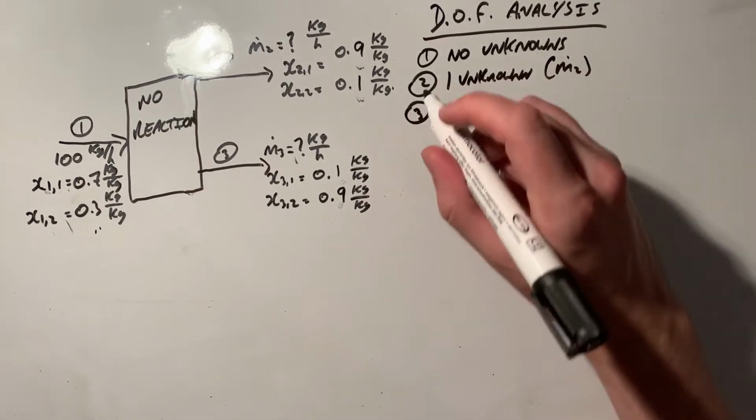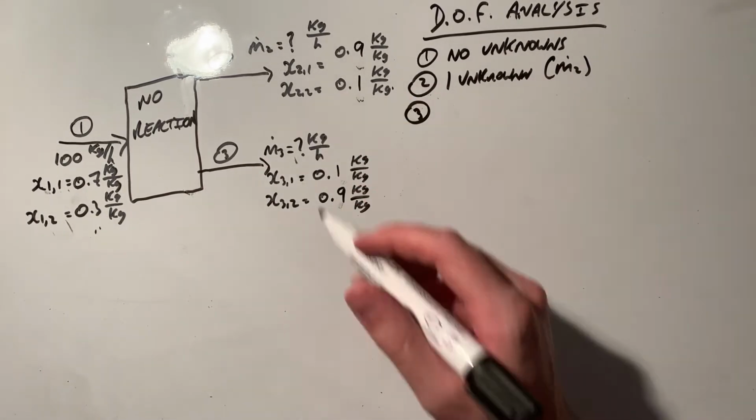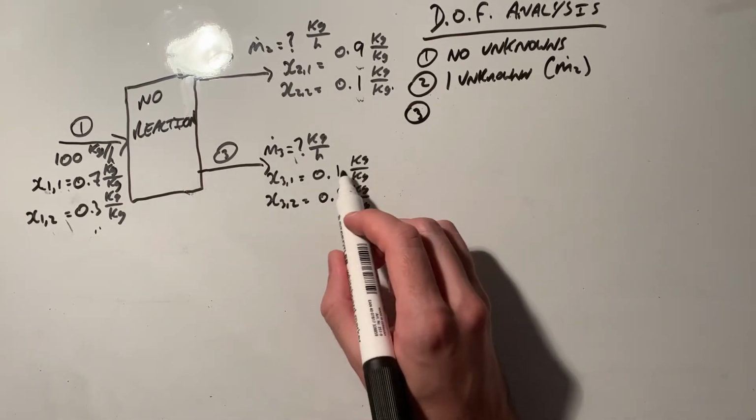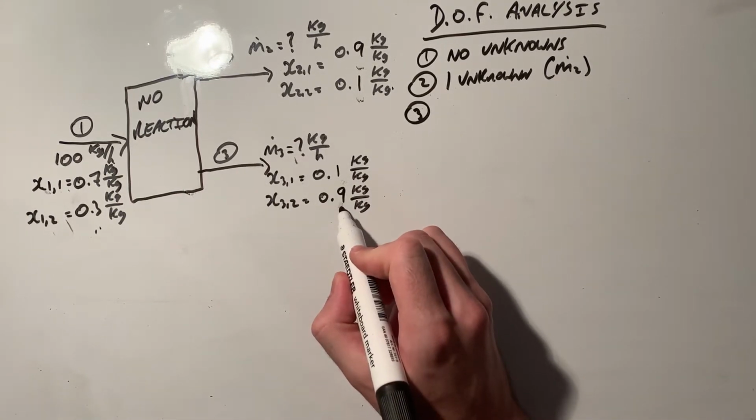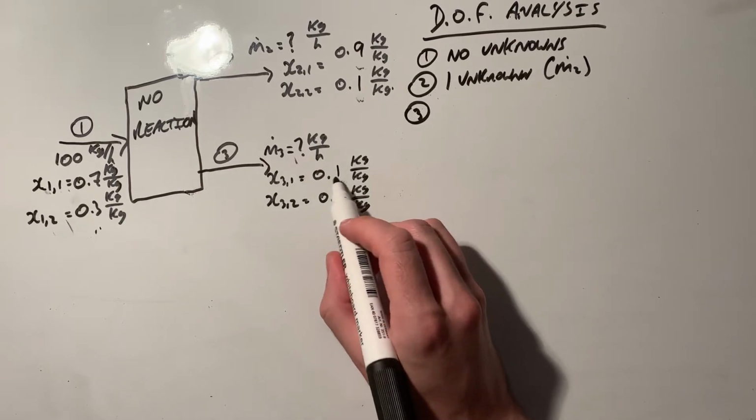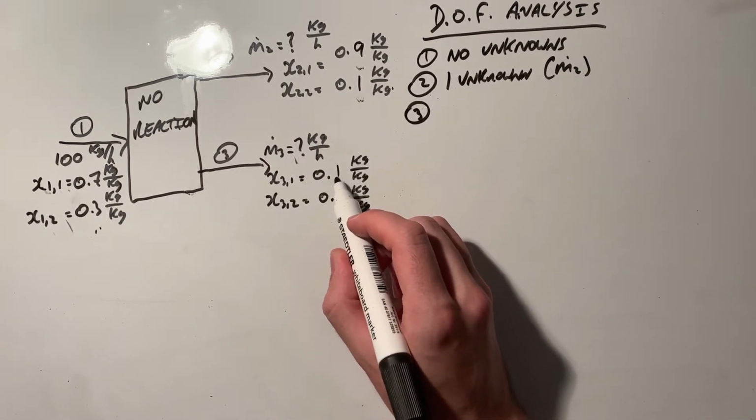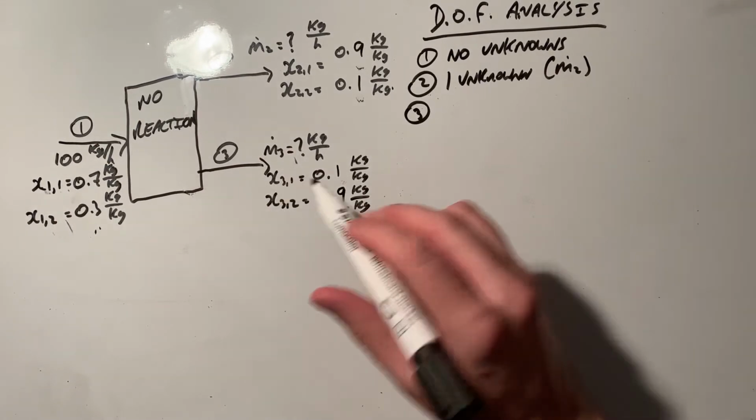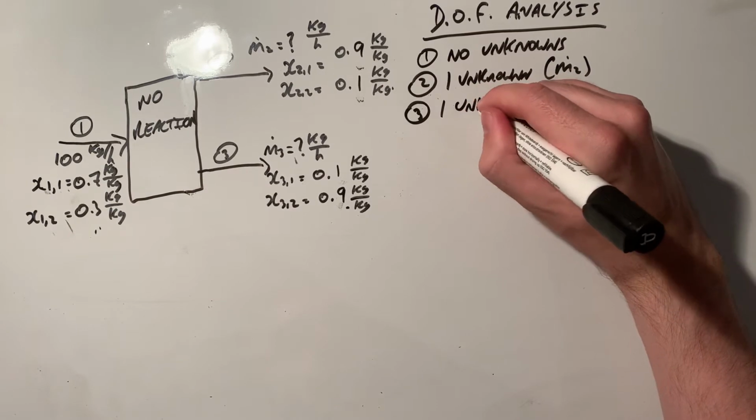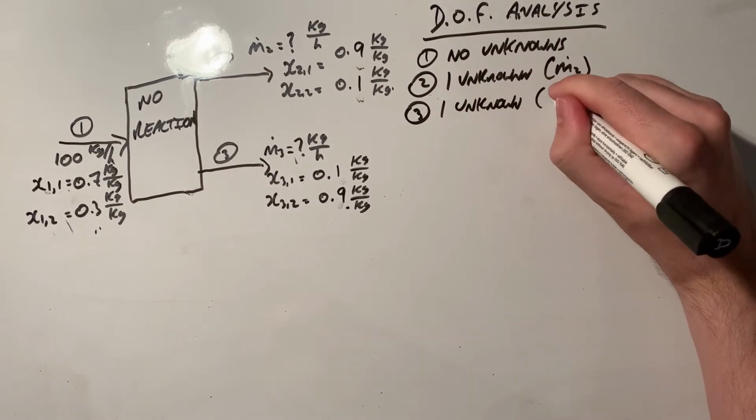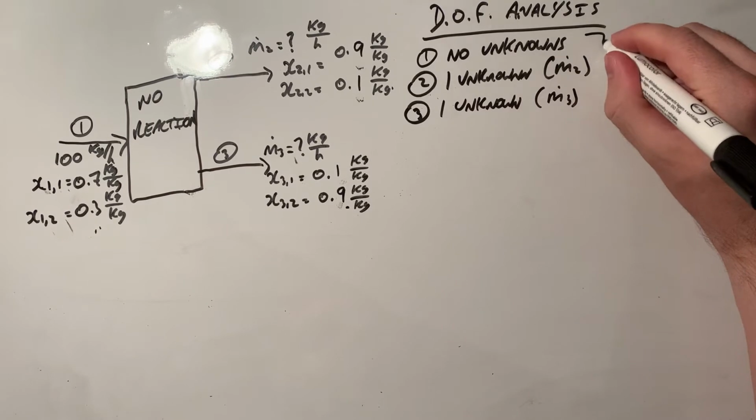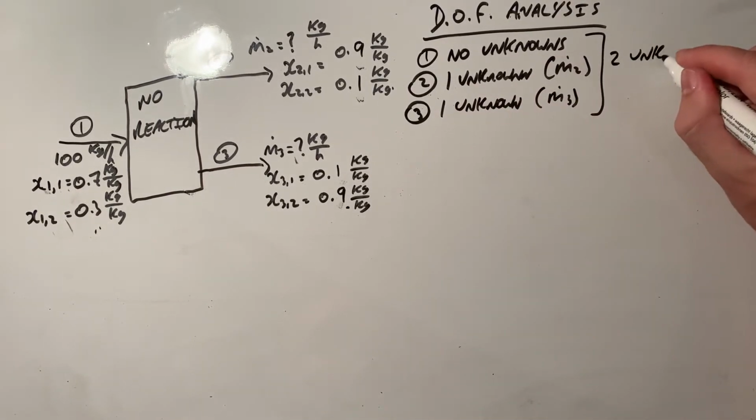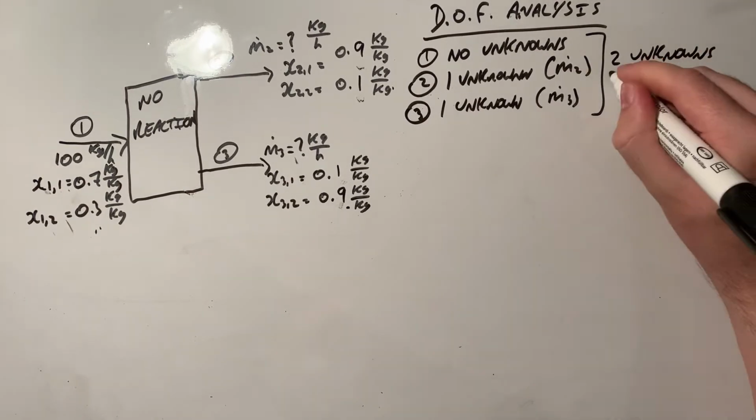For stream 3, we have exactly the same as stream 2. We have both of our intensive variables, 0.1, 0.9, where it's important to note for a binary system, if you are given just one of the mass fractions, the other one is technically given, as if you know this is 0.1, knowing the fact that mass fractions must sum to 1, you know this has to be 0.9. But again, we do not have the vital extensive variable, so we again have one unknown, which is M3. So in total, from all three streams, we have two unknowns, M2 and M3.